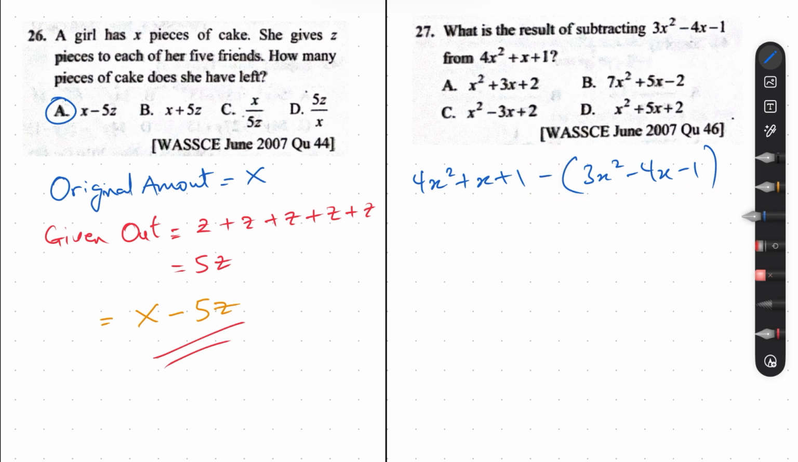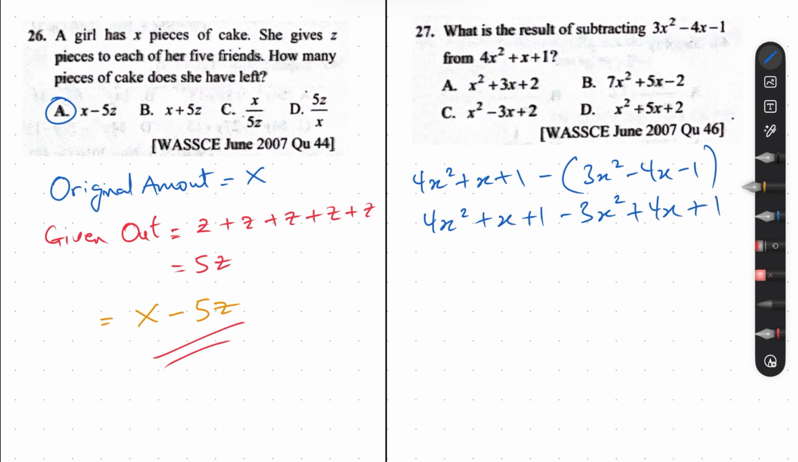So we have 4x squared plus x plus 1 minus 3x squared. Minus 4x becomes positive, so plus 4x. Similarly, minus 1 becomes positive, so plus 1. Now we have a long expression here, but we can simplify by grouping the like terms. We group the x squared terms, then the x terms, and then the constants. Cool, so let's do that.